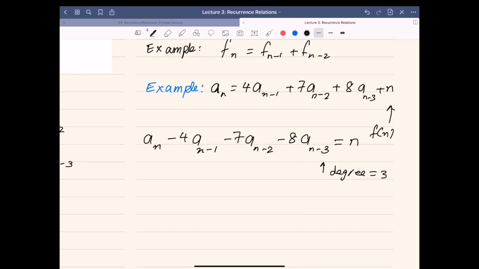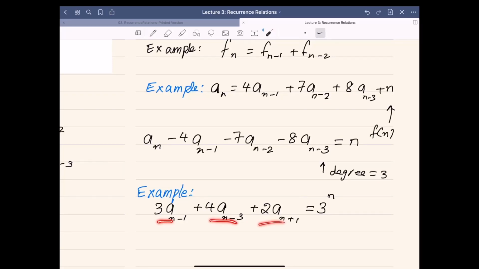As another example, imagine we have the following recurrence relation: 3a_{n-1} plus 4a_{n-3} plus 2a_{n+1} equal to 3 raised to power n. So it is not written in a standard form. We have only 3 terms that have a_i, and this one does not have a_i, so this is f(n).